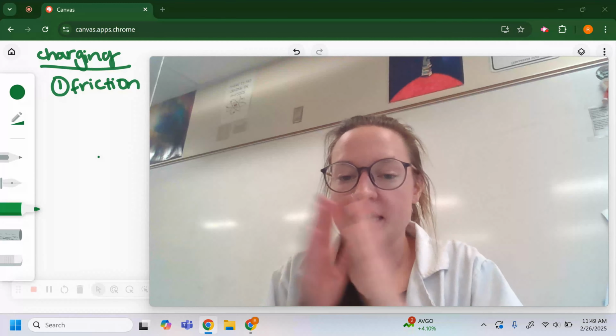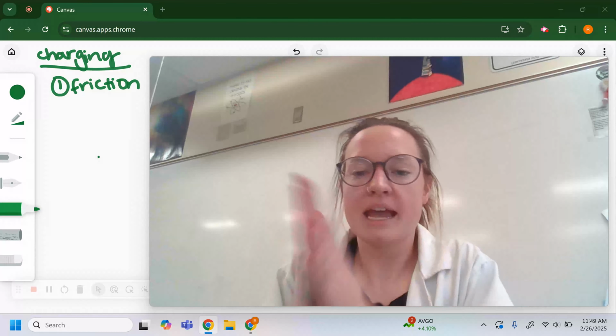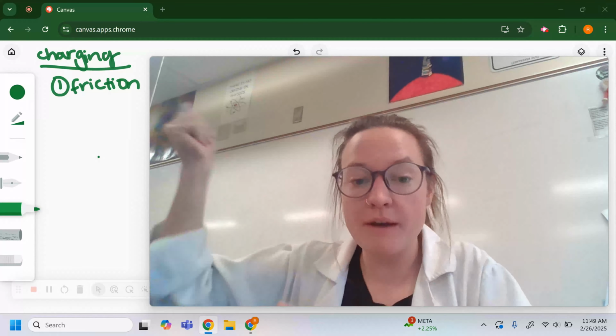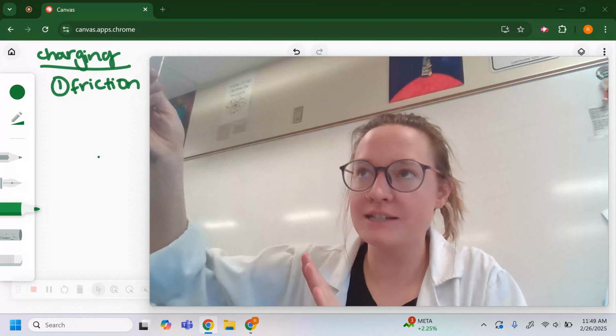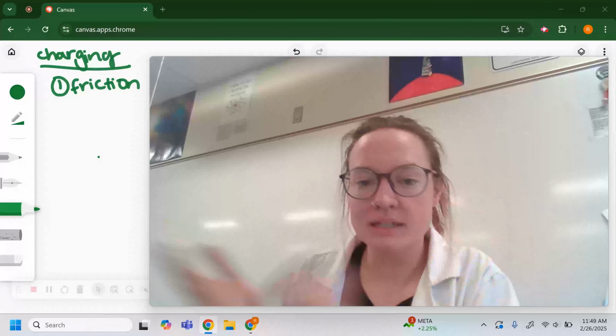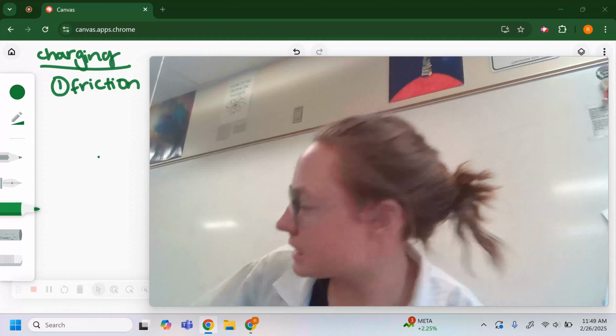That means that when I take two things that have different electron affinities and I put a little friction between them and strip, the electrons will leave the thing that doesn't really like electrons that much, and they'll attach onto the thing that likes electrons more. Let me show you an example.